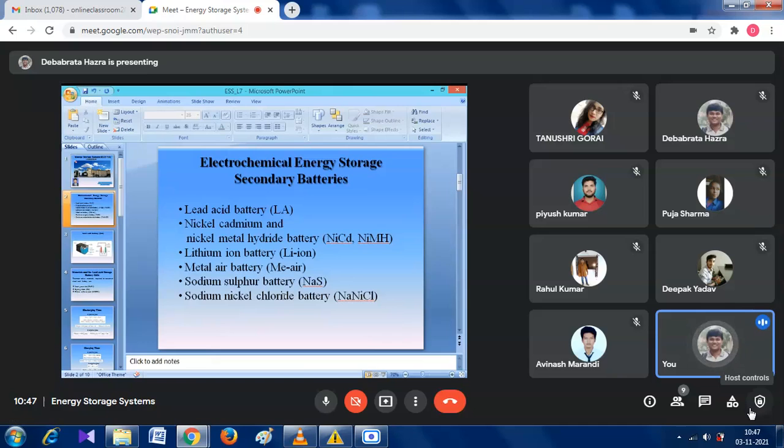In secondary batteries, we mainly use lead acid battery, nickel cadmium, or say nickel metal hybrid battery, lithium ion. It is quite well known to all of you. Lithium ion, metal air battery, sodium sulfur battery, sodium nickel chloride battery. First, we start with the lead acid battery.